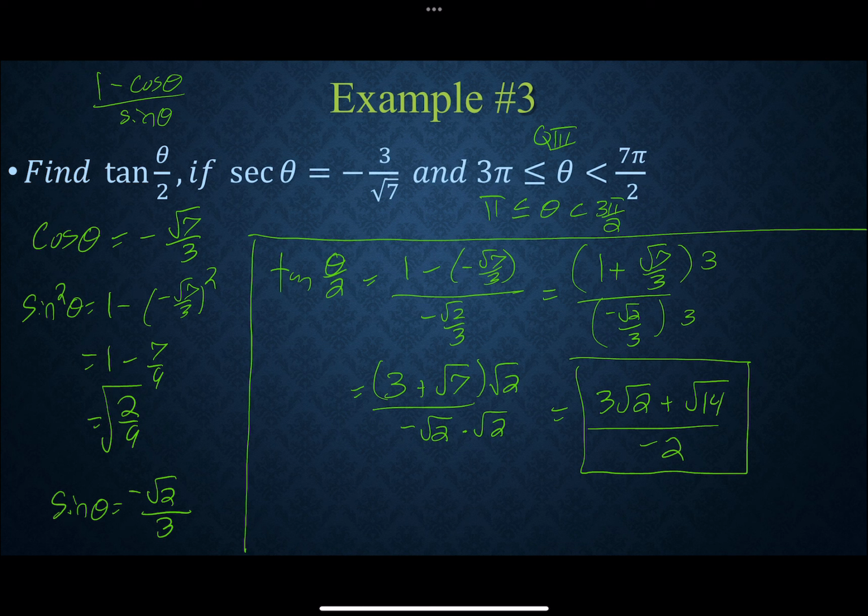All right, so that's it for our half angles. We only have one topic left in Unit 7. That's going to be our product sum products, then general our product angles, and we'll talk about that in our last video.